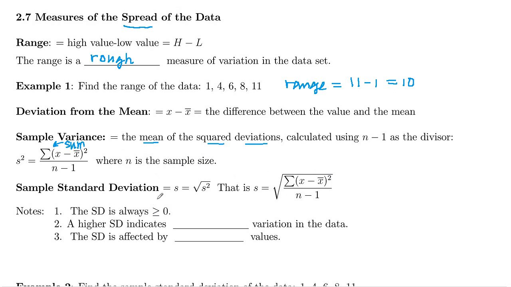Some notes here. Standard deviation is always greater than or equal to 0 because all the things that go into it are greater than or equal to 0 because they're all squared. And you take a square root, that's greater than or equal to 0. A higher standard deviation, I'm using SD for standard deviation, indicates more variation in the data. And a lower standard deviation indicates less variation in the data. And it's variation around the mean.